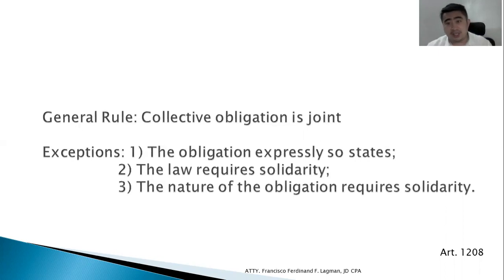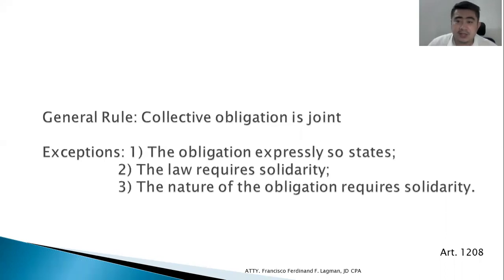So let's discuss first the general rule. Assuming that the problem is silent, the general rule is that a collective obligation is joint. So why is this the presumption? Why is the general rule that the collective obligation is always joint?